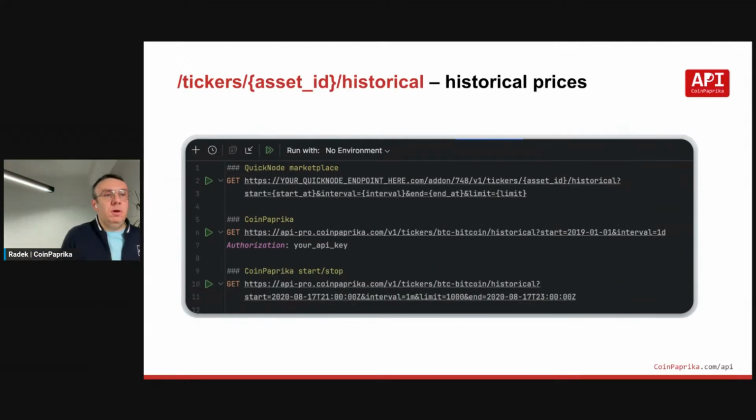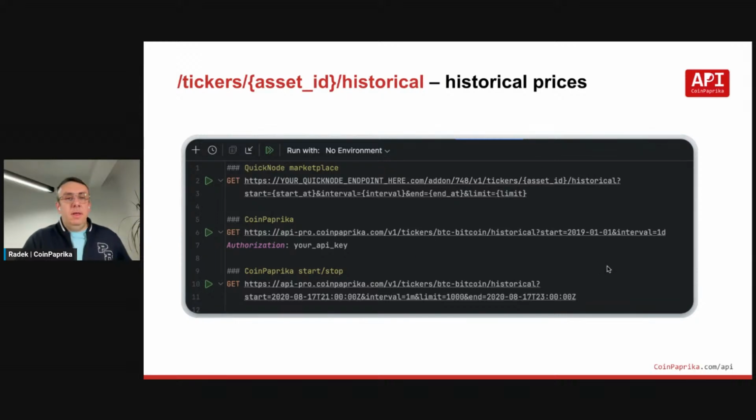So yeah, that was something which is used for getting the current price, but the other use case, probably the second most popular, is to get historical prices for an asset. We have another endpoint called tickers/historical, where you start by providing the start date, and we will give you as much information as we have for a given asset.